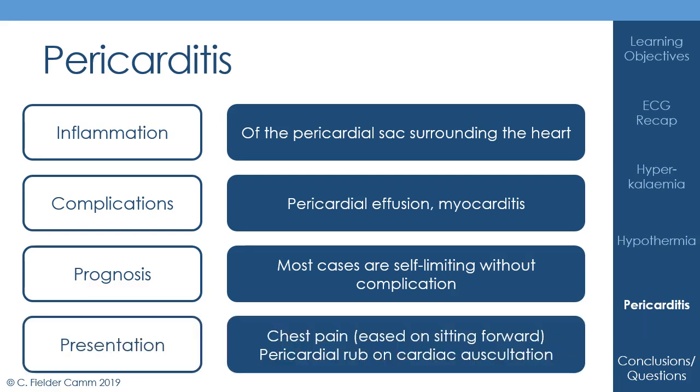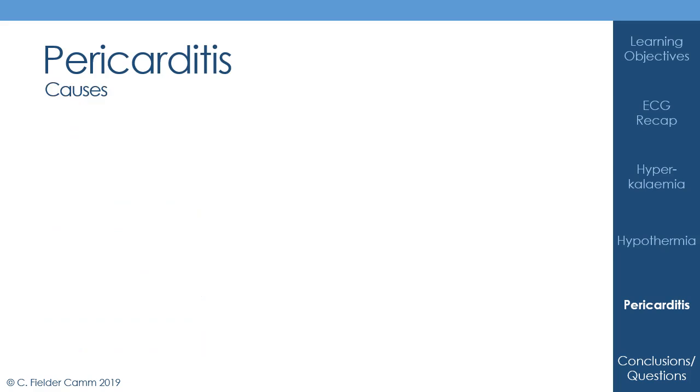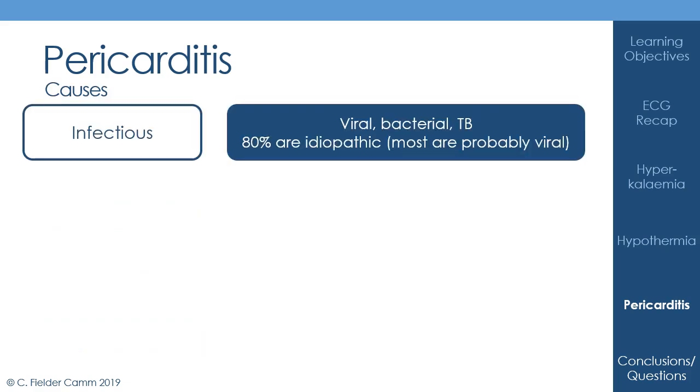In terms of presentation, pericarditis tends to present with chest pain, which is eased on sitting forward, and when you're listening to the heart, you may hear a pericardial rub, which has often been described as the same sound as walking through fresh snow. So, causes of pericarditis, well, most are infectious. In fact, the vast majority are actually idiopathic and thought to be secondary to a viral infection. And the vast majority of infectious pericarditis is from viral infections, particularly echoviruses.